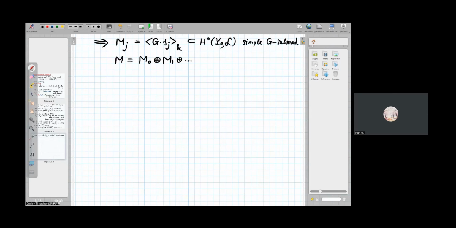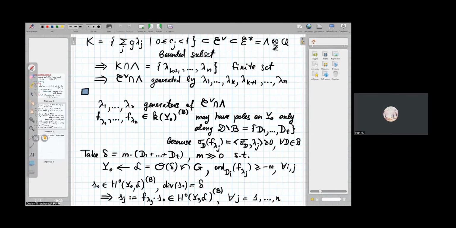Well, why is Mj simple? Because it is generated by a highest weight vector. This is just from representation theory of G. So for S naught, it is highest weight because it is B semi-invariant, and this is because its divisor is B stable. The divisor is B stable, therefore the section is B semi-invariant. We have discussed this point some time ago at previous lectures. So if the divisor is B stable, then the section is B semi-invariant.